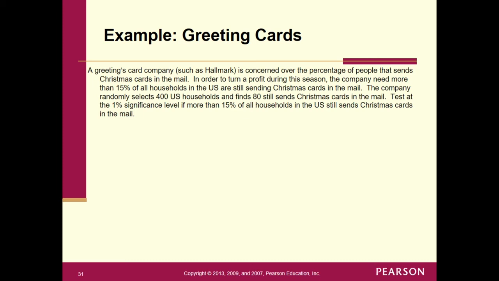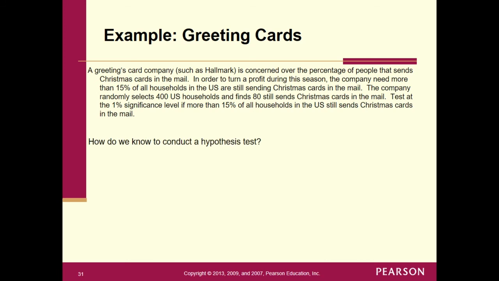In order to turn a profit during the season, the company needs more than 50% of all households in the U.S. to still send Christmas cards in the mail. The company randomly selects 400 U.S. households and finds 80 still send Christmas cards. Test at the 1% significance level, there's alpha, if more than 15% of all households in the U.S. still send Christmas cards.